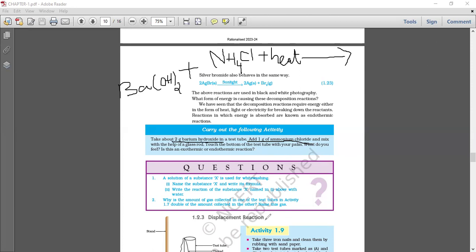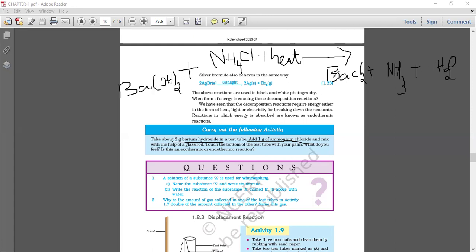Okay, so if you write the chemical equation for this: barium hydroxide, when you add ammonium chloride solution, heat is absorbed, and then it gives us barium chloride plus ammonia and water. So this is the final result. Now I think it is not balanced, so we need to balance it.